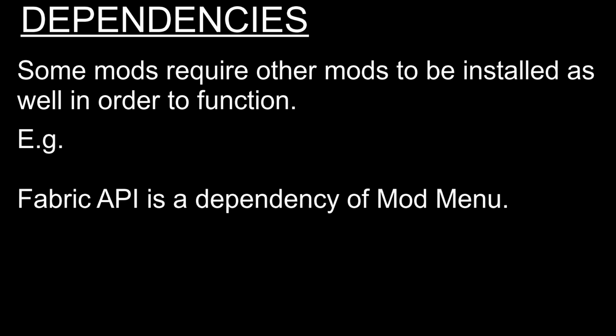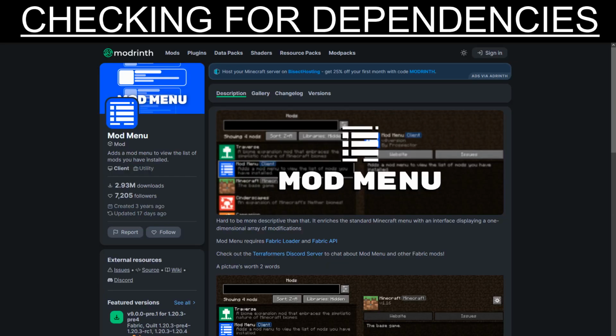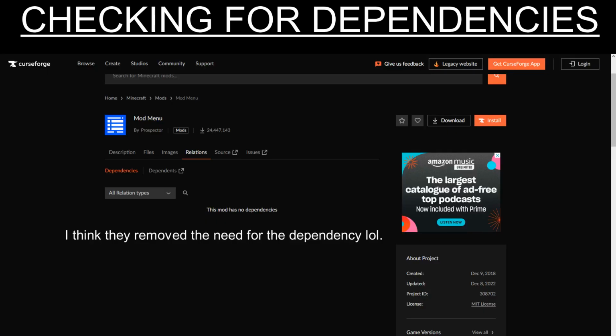The next issue that could be creating problems is something called dependencies. Some mods require other mods to be installed in order to work properly. For example, the Fabric API is a dependency of Mod Menu. Without the Fabric API, Mod Menu cannot function and will therefore cause a crash. Check on the download site for any dependencies that the mod has. On Modrinth, it will be in the description of the mod, and on CurseForge it is under the Relations tab.